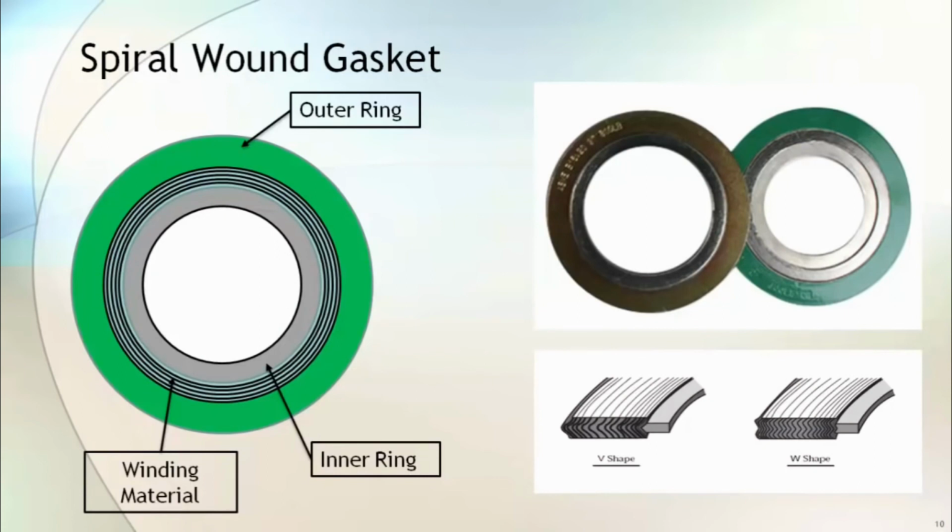There are three components in a spiral wound gasket: inner and outer ring, and winding material. However, sometimes the inner ring is not used. You can see in the image a spiral wound gasket with and without an inner ring. The inner ring is used to provide additional support to the winding material. Winding is the alternating layer of filler material and backing strip. Winding can be V-type or W-type as shown in the image.